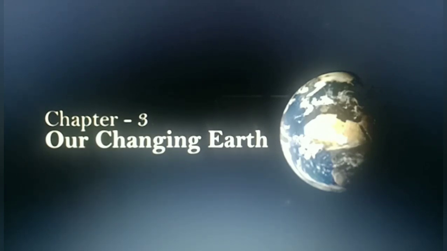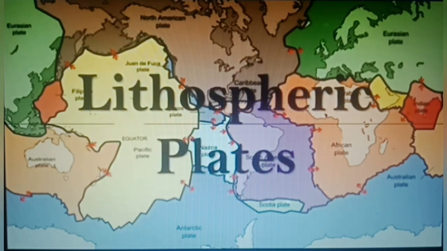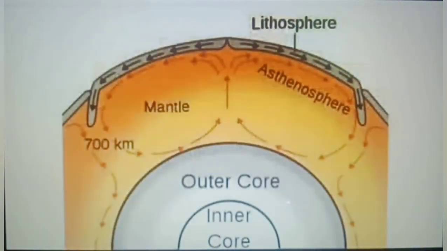Our Changing Earth. In this lesson, we are going to learn about the changes happening on the Earth's surface and what the forces behind these changes are, inside and outside. The Earth's crust consists of several large and some small, rigid, irregularly shaped plates which carry continents and ocean floor. These are called lithospheric plates. These plates move around very slowly, just a few millimeters each year.